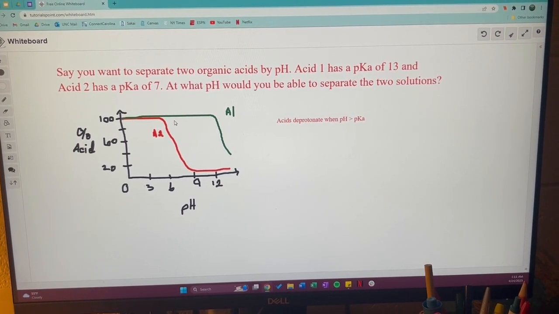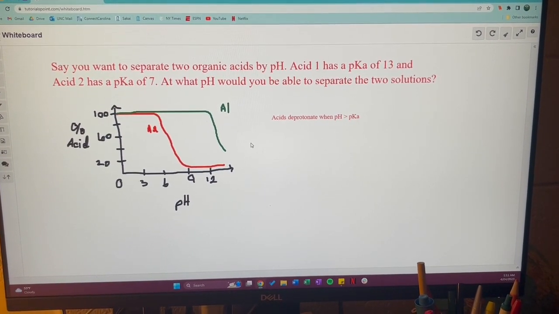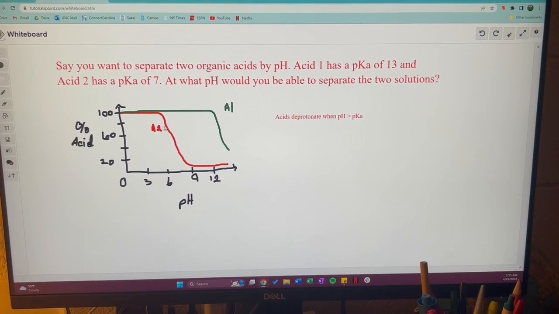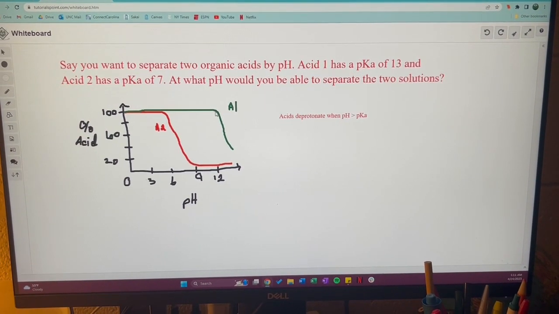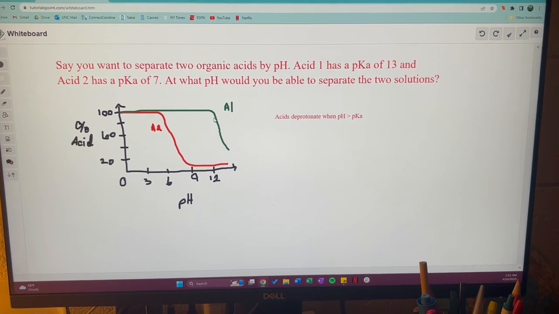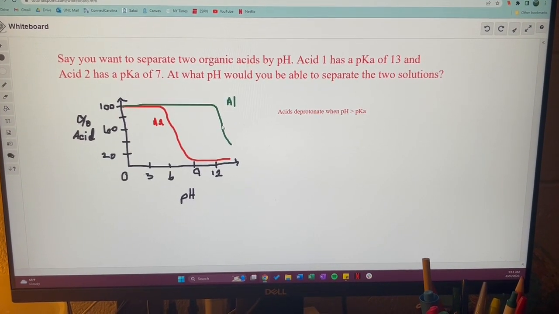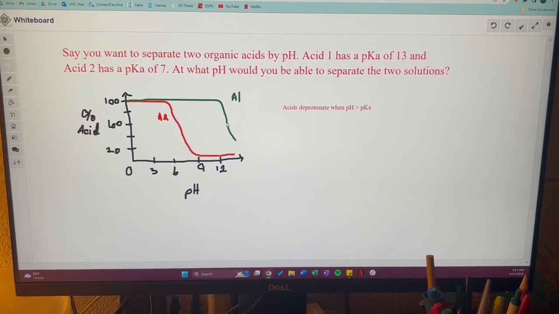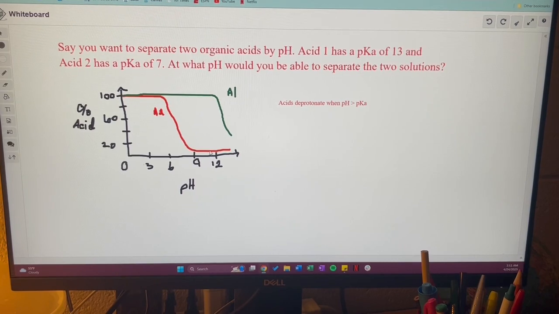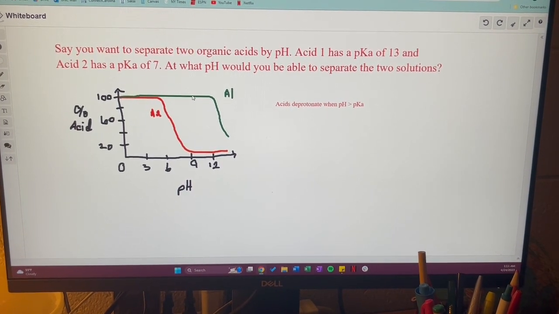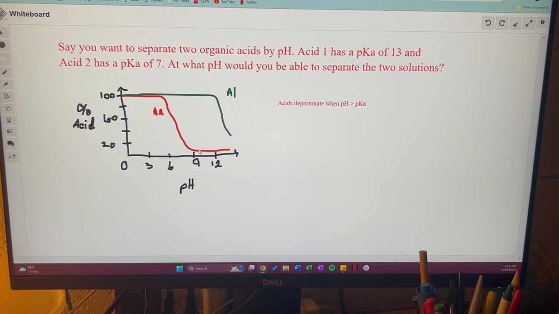Meanwhile, acid 1, due to its higher pKa, for it to deprotonate, your pH would have to be much higher than the pH that would be required to deprotonate A2. And so with A1, you know that it'll mostly be acid all the way up until around a pKa of 13, which is where you'll have 50% acid and 50% conjugate base. And so in this instance, by drawing this out, you can see that at around a pH of 10 is where your acid 1 is still in its acidic form, while acid 2 has now been deprotonated to its basic form.